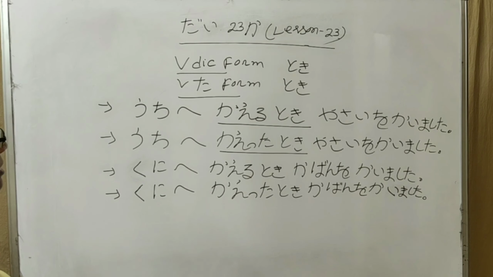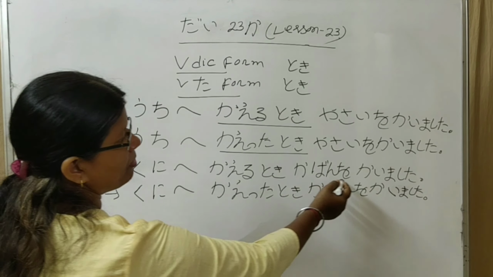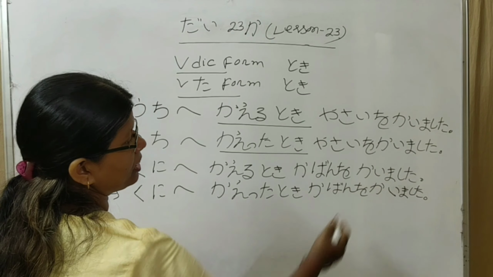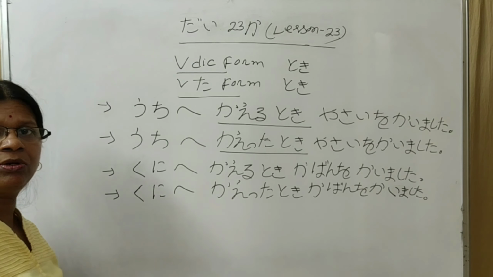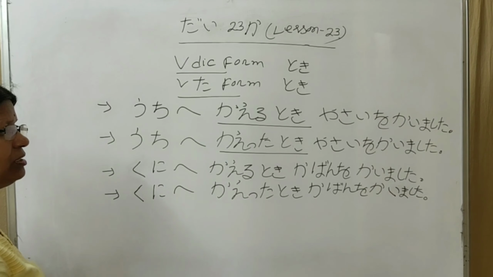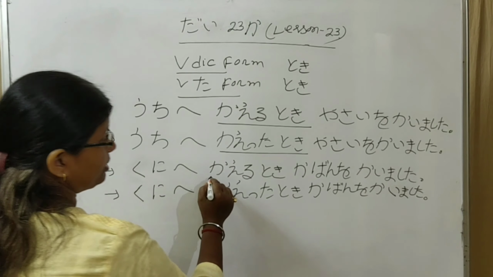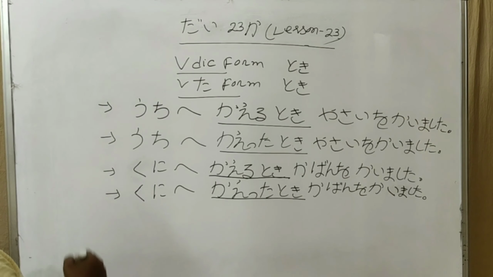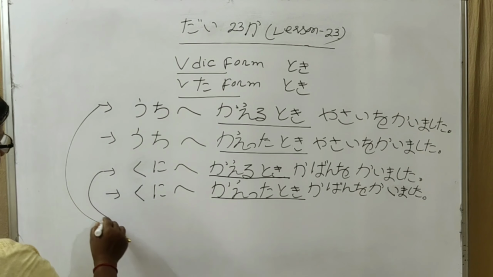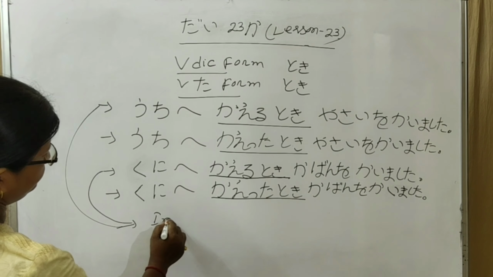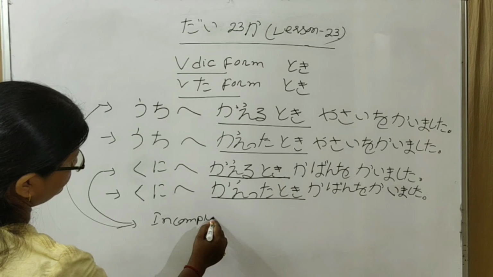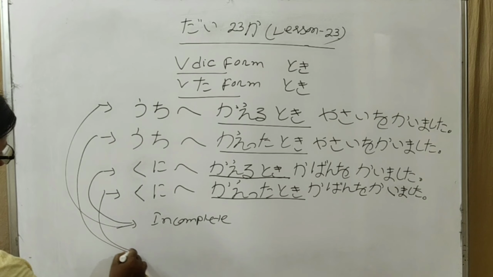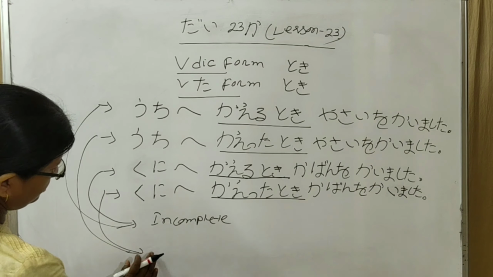Look at the second sentence. Kunie khaeru toki kaba no kaimashita. Kunie khaeta toki kaba no kaimashita. When I returned to my country, I purchased this bag. But here is khaeru toki and here is khaeta toki. Both sentences, the meanings are different. One sentence's meaning is incomplete, and this sentence, both meanings are complete.